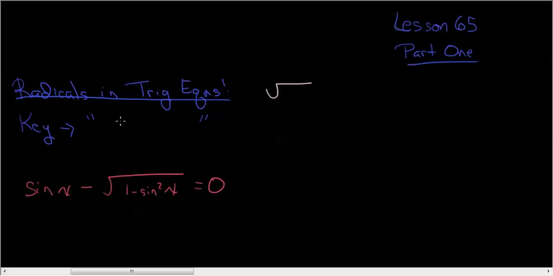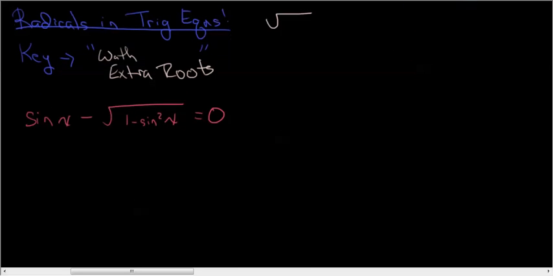The key idea here is watch for extra or extraneous roots. Watch for extra roots. How can you get extra roots? Well, let me show you how that happens. All right. Simple, straightforward problem. So the sine of x minus the square root of 1 minus sine squared x equals 0. Well, it doesn't matter if it's a sine or just x all by itself.